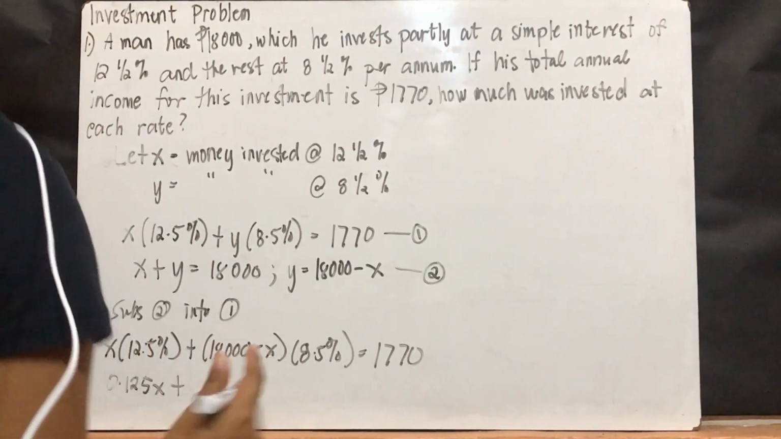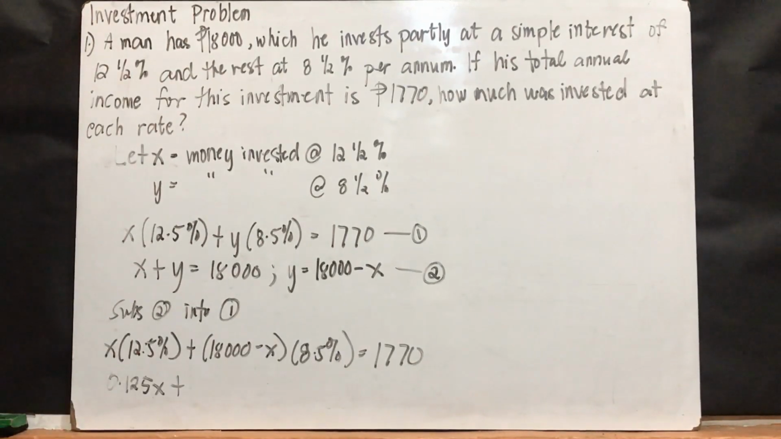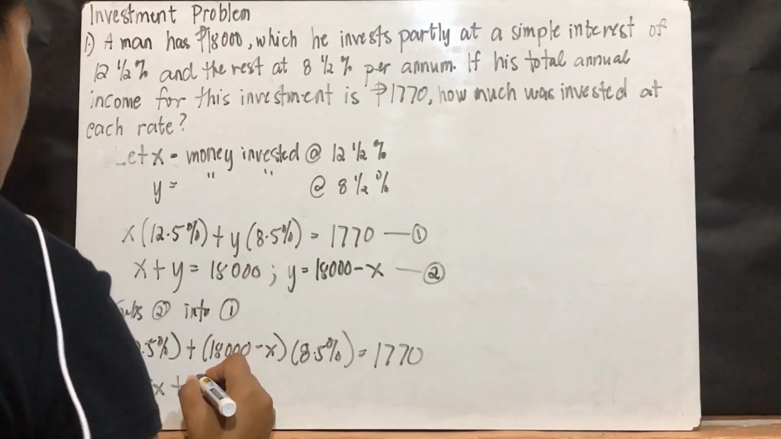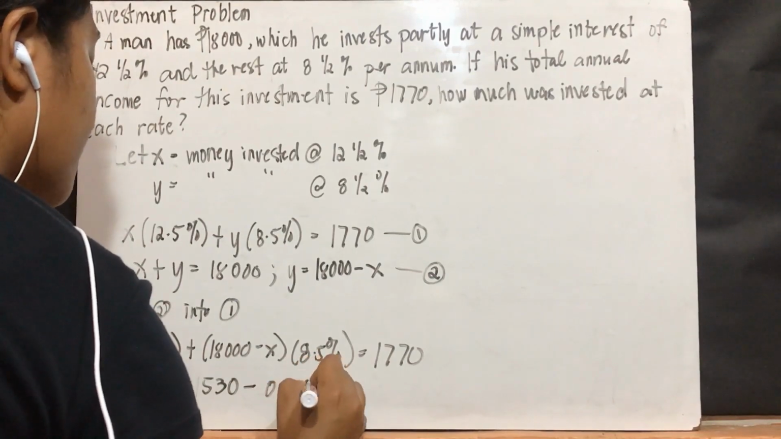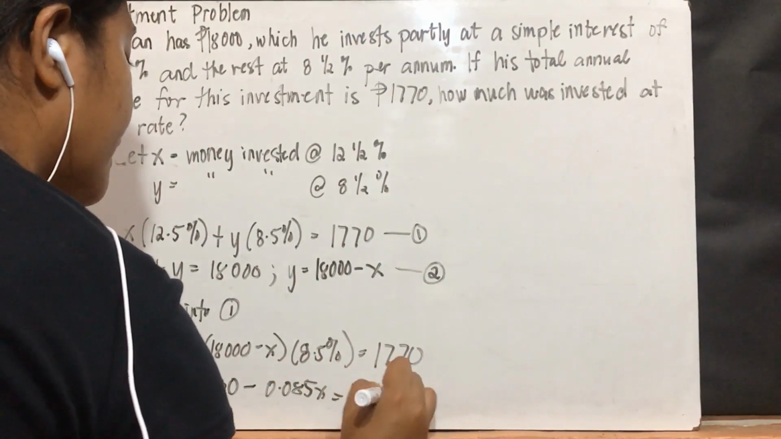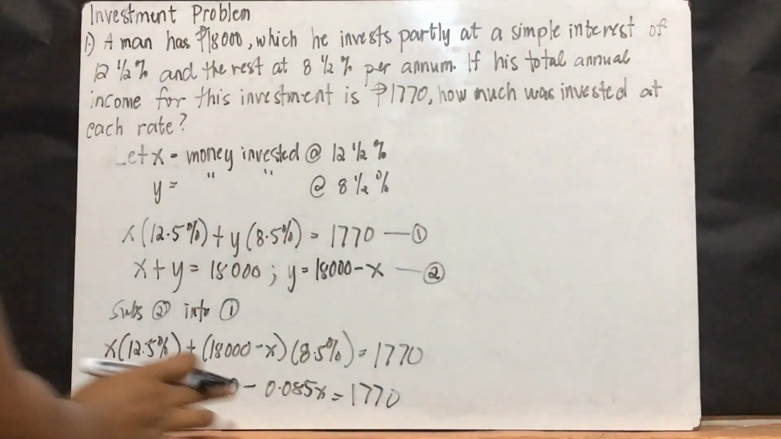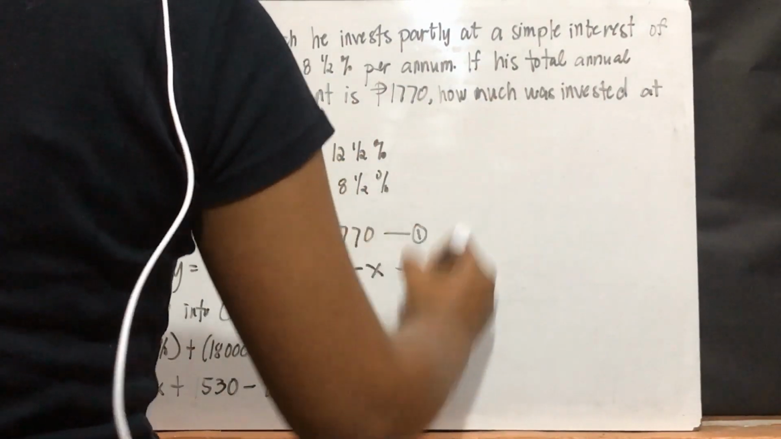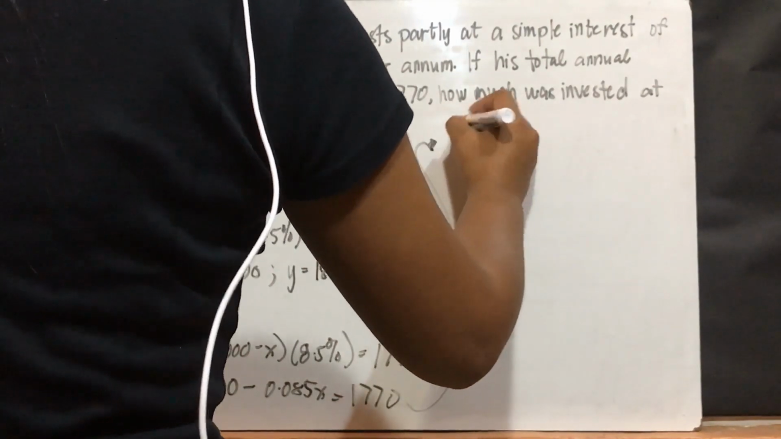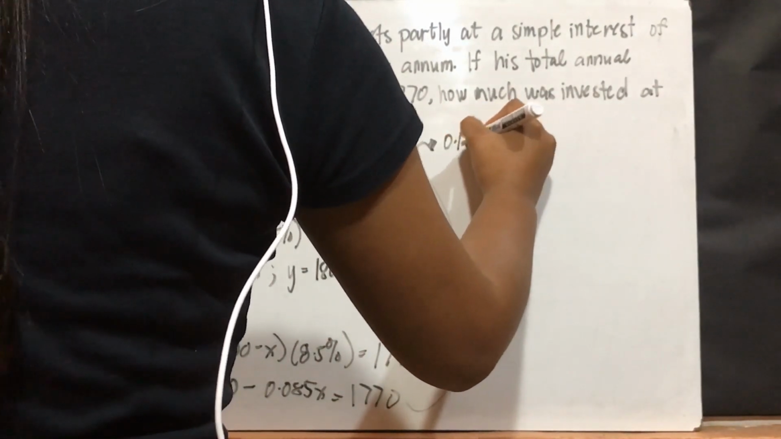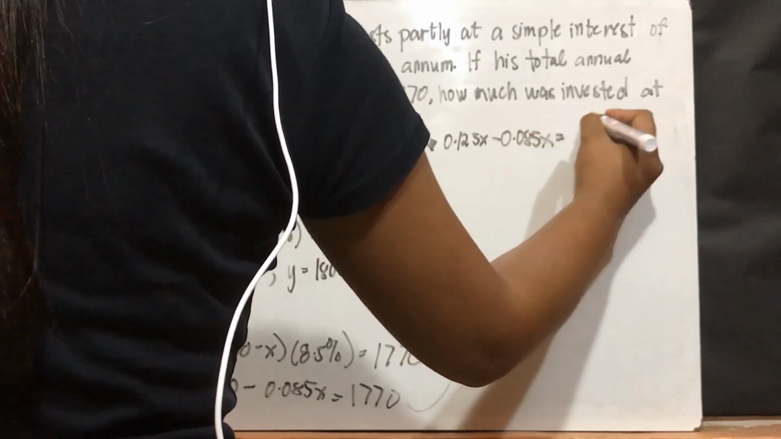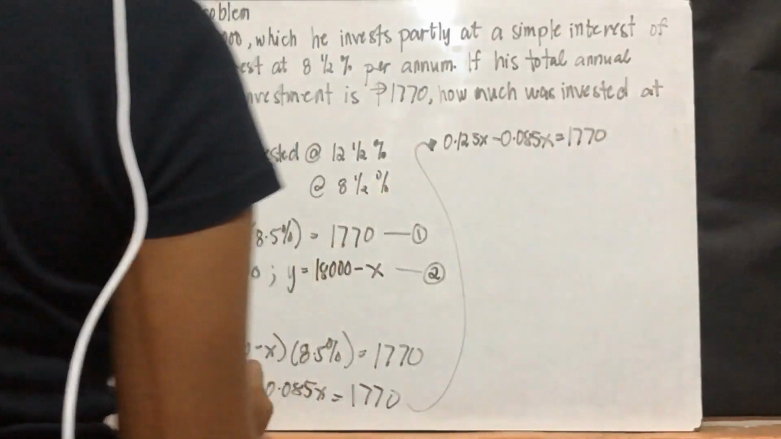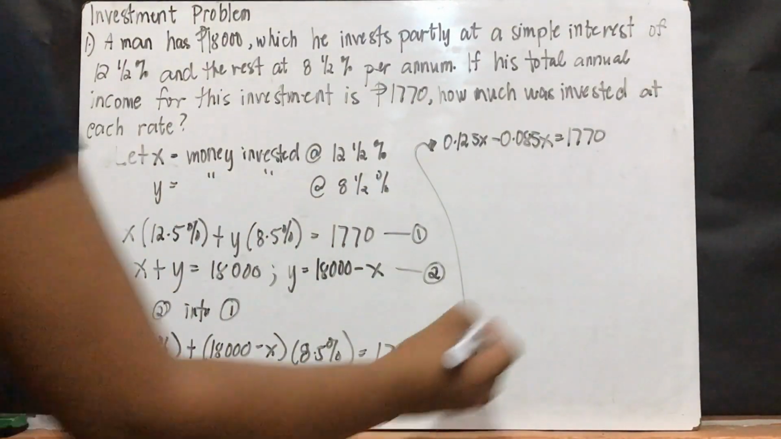0.125x plus 18,000 times 8.5%, that is equal to 1,530 minus 0.085x is equal to 1,770. So from there, combine like terms, we have 0.125x minus 0.085x is equal to 1,770. Transpose natin yung numerical value to the right side.